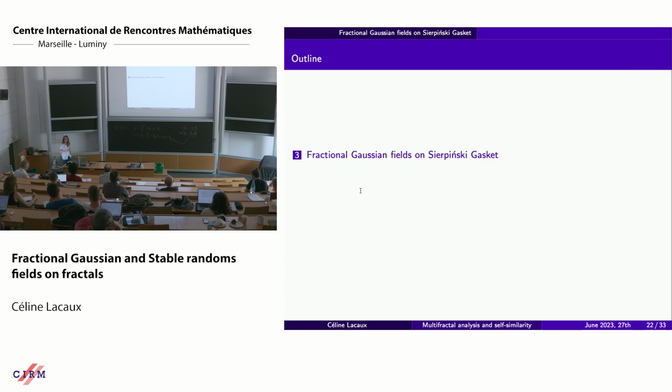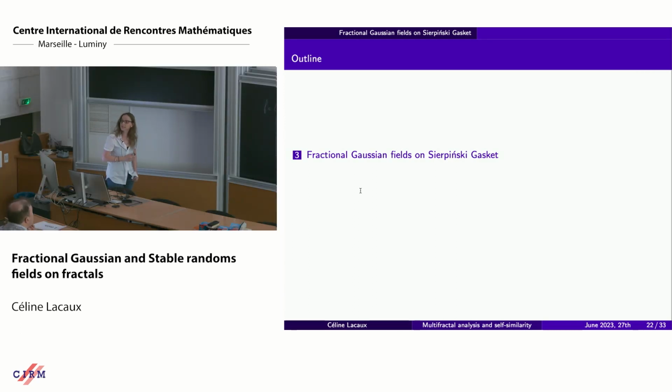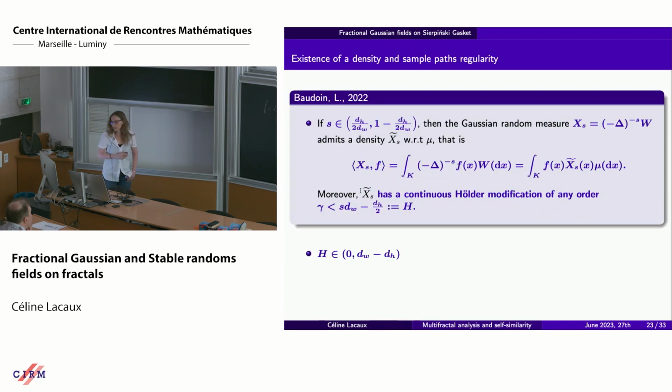So, fractional Gaussian fields on the Sierpinski gasket. More or less, I will take the definition I gave you from Lodhia et al. and just replace with the new variables I introduced in the second part. So, for the moment, forget this. You say that the fractional Gaussian field X_s is the Laplace operator of order s applied to W, where W is your Gaussian random measure on your Sierpinski gasket.